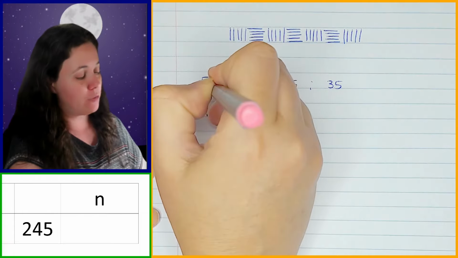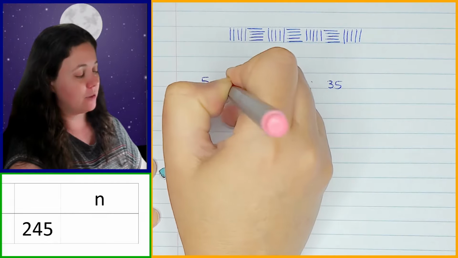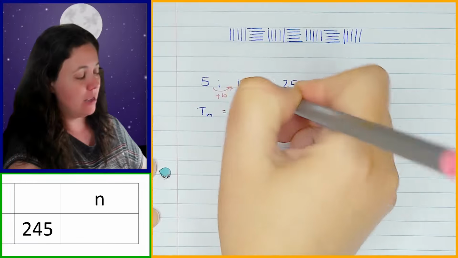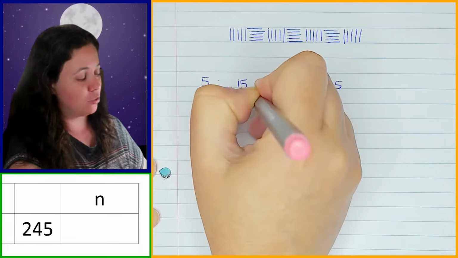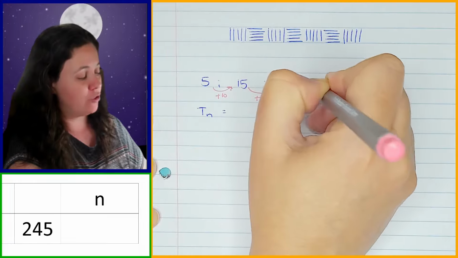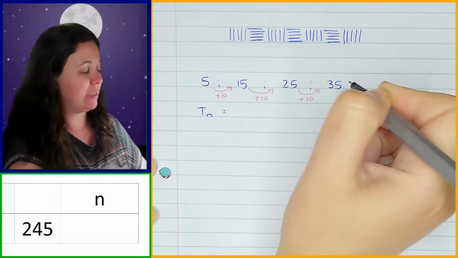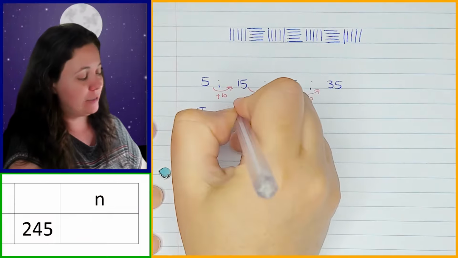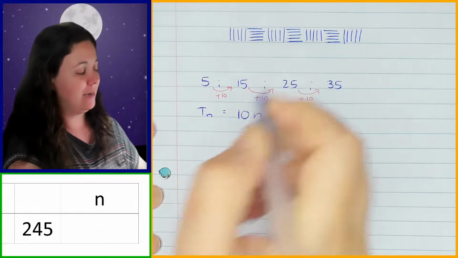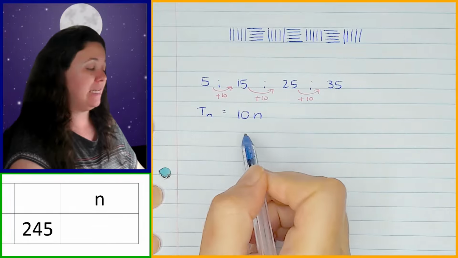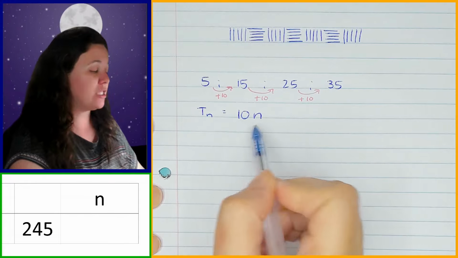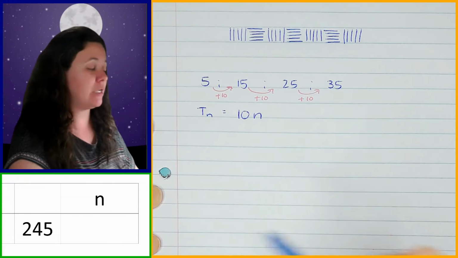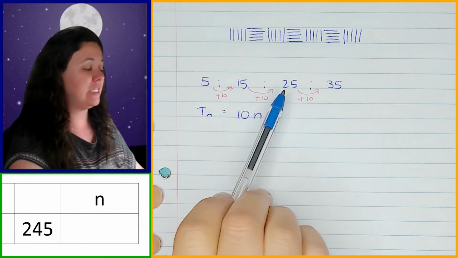So I look and see from the first term to the second term, it is increasing by 10. From the second term to the third term, it is also increasing by 10. From the third term to the fourth term, it is also increasing by 10. So I've got a constant difference of 10. So Tn is equal to 10n. I'm multiplying n by 10. Then, if it was just 10n, the pattern would be 10, 20, 30, 40, 50, but it's not. It's 5, 15, 25, 35.